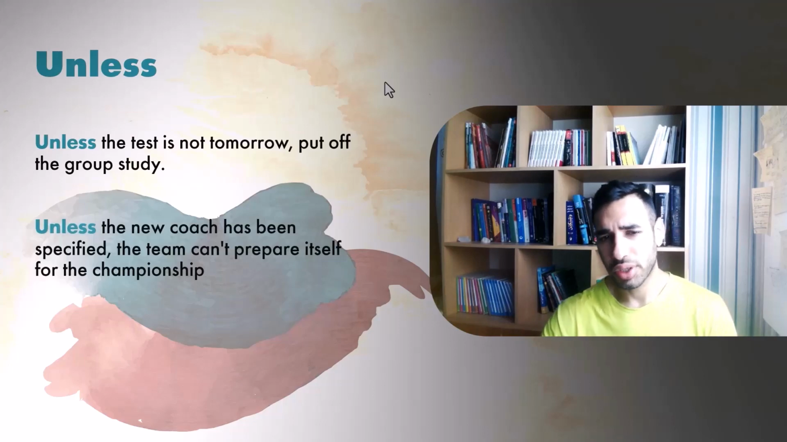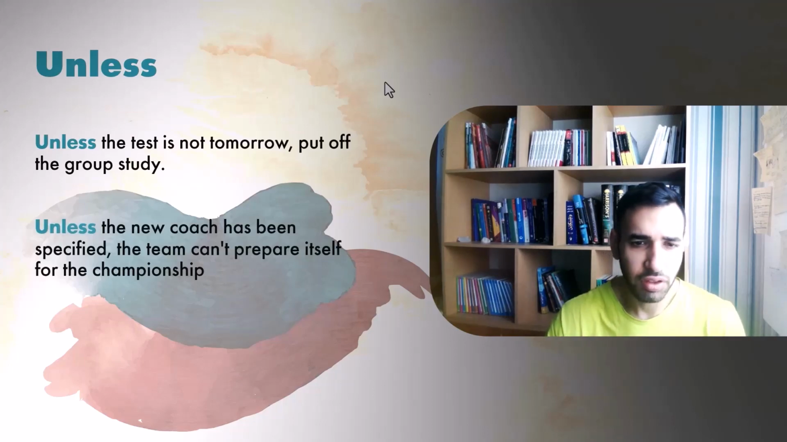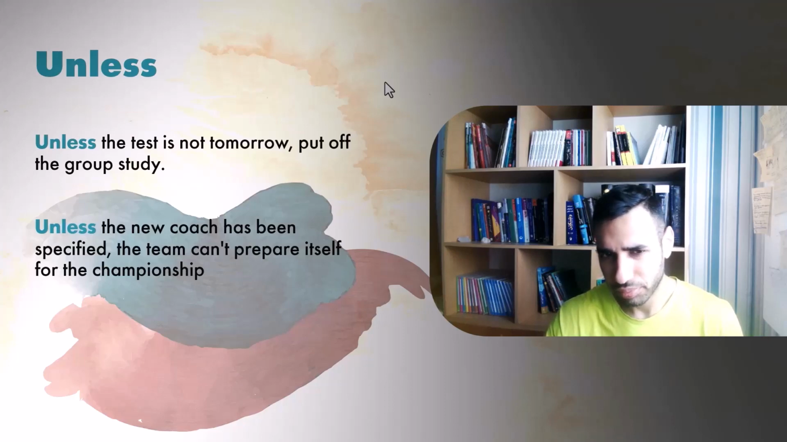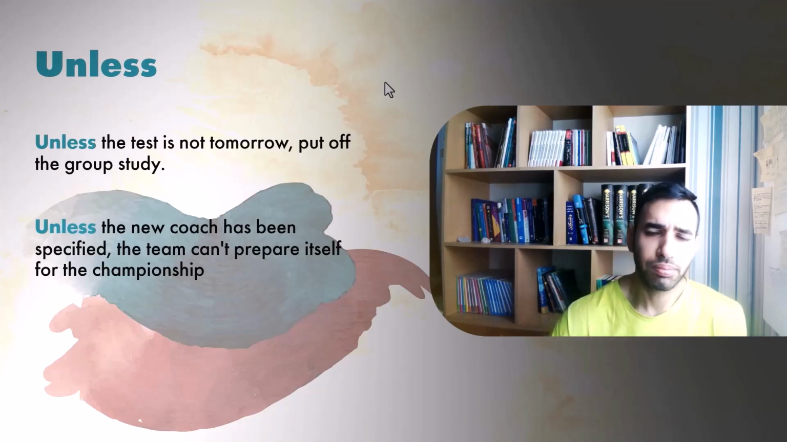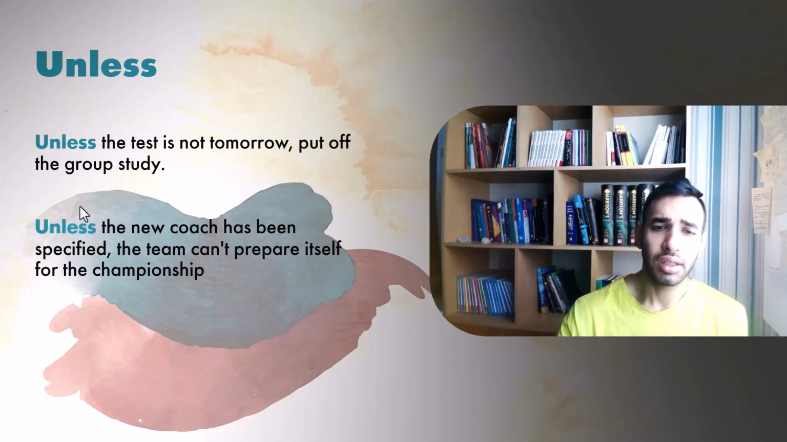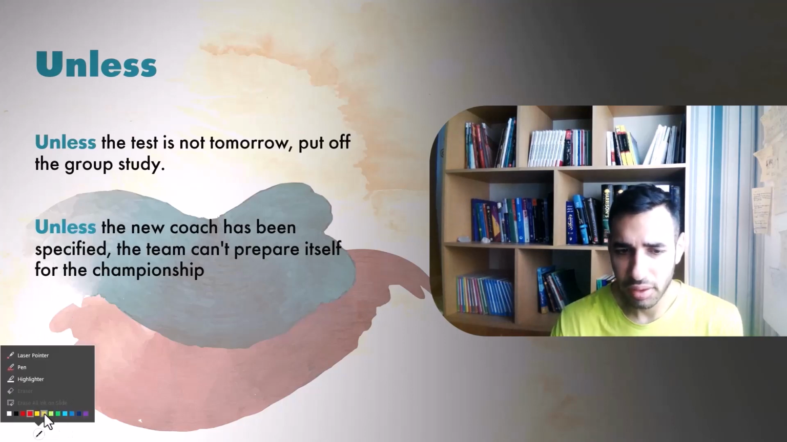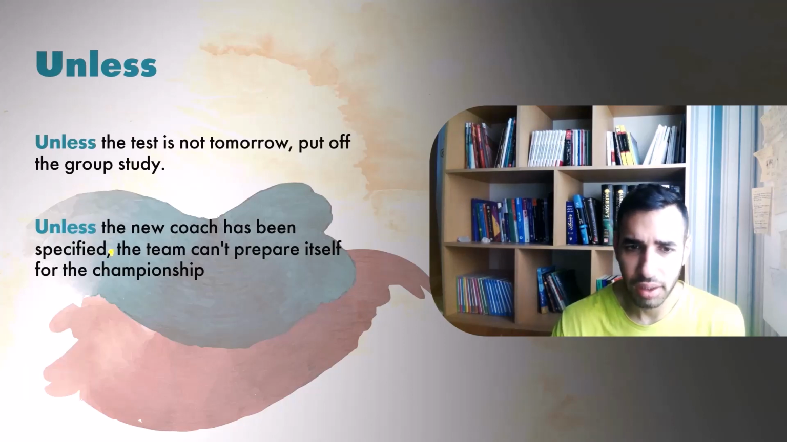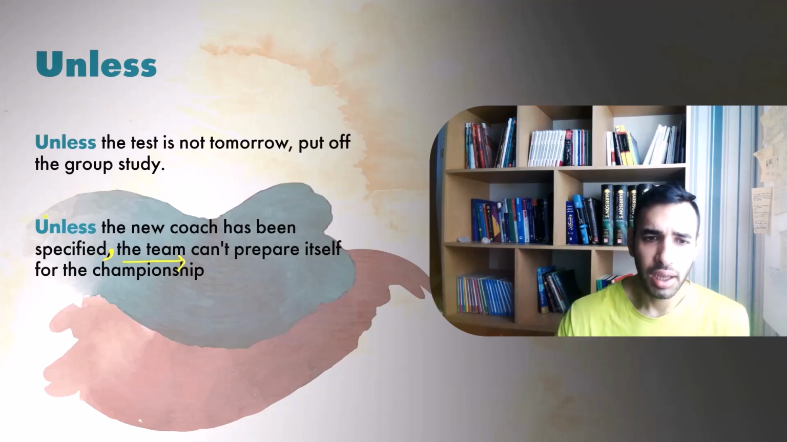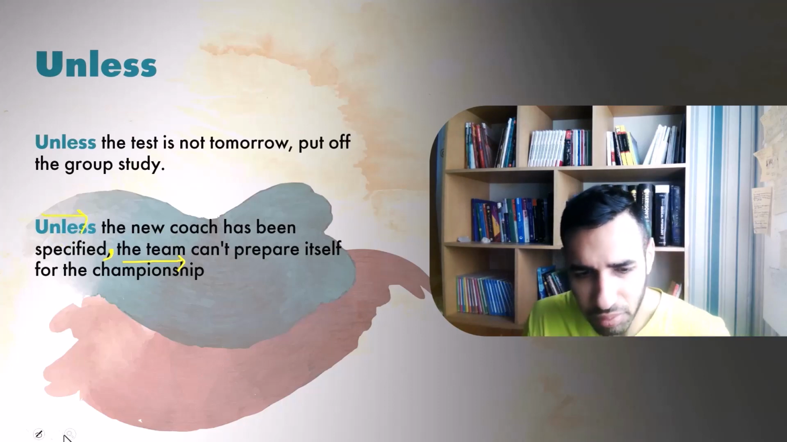Unless the new coach has been specified, the team can't prepare itself for the championship. And bear in mind that if the conditional clause is the first clause, like this sentence, we separate this clause with a comma from the main clause. Here's the main clause and here's the conditional clause. We separate them from each other.